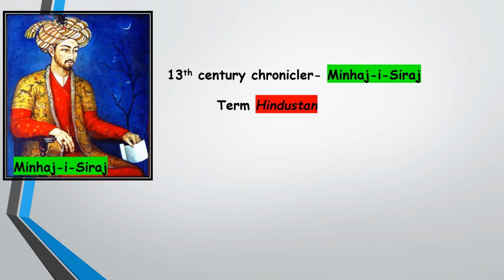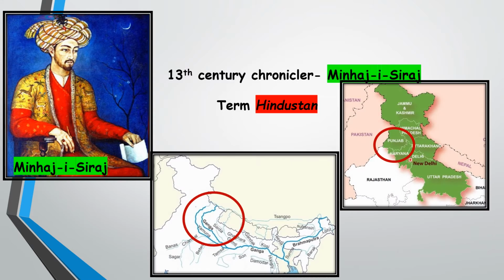That is, the 13th century chronicler Minhaj-e-Siraj coined the term Hindustan and used it in all his chronicles, referring to the areas of Punjab and Haryana and the lands between Ganga and Yamuna.